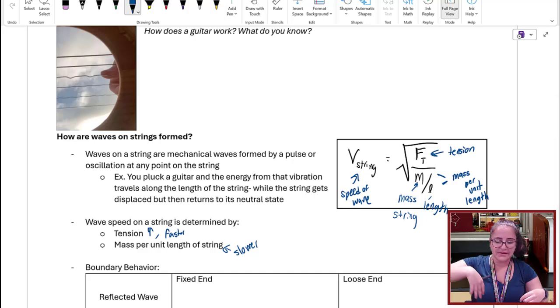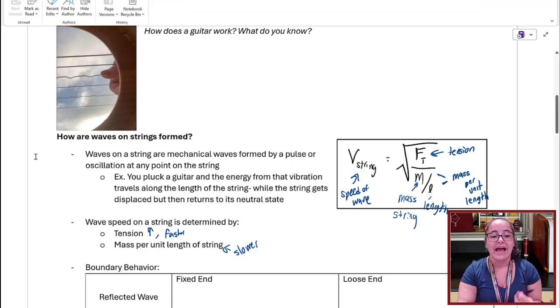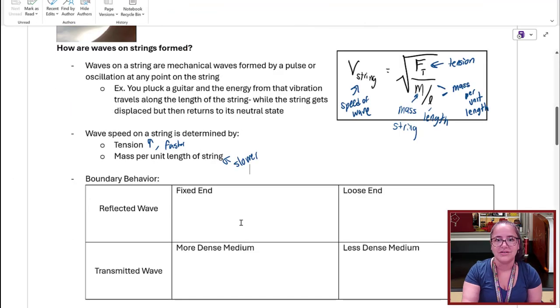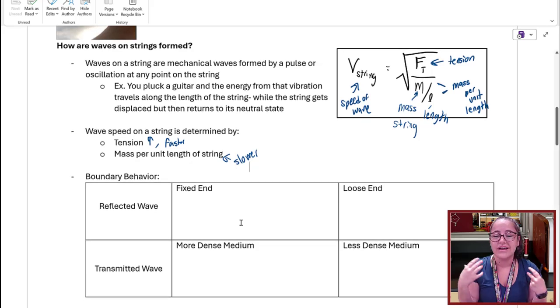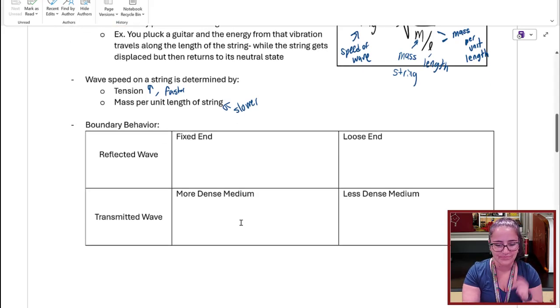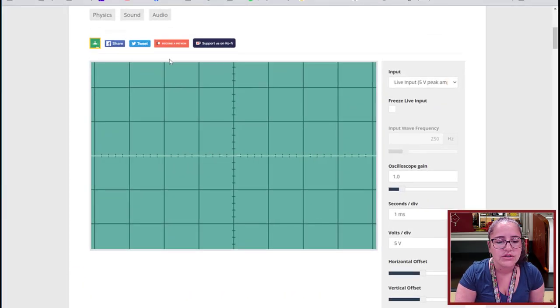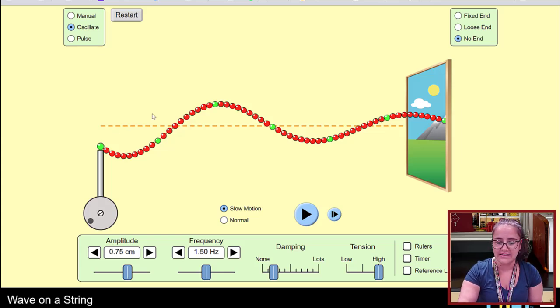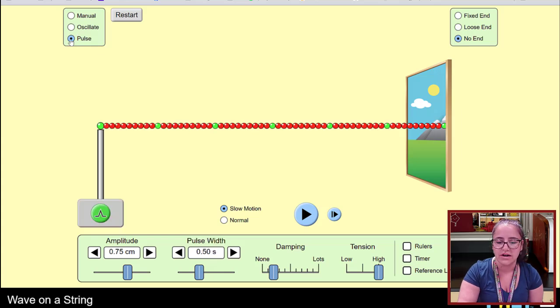So we got this wave. It's moving on a string, and eventually it's going to hit something, whether that's the top of the guitar or whether it's the ocean wave hitting the sandy beach. And one of the things we need to know is how that wave is going to behave when it hits that. So we're going to go ahead and look at a simulation. So this is the PhET simulation for waves on a string. Okay, I have it on, we'll start it on pulse. Okay, and right now I have no end.